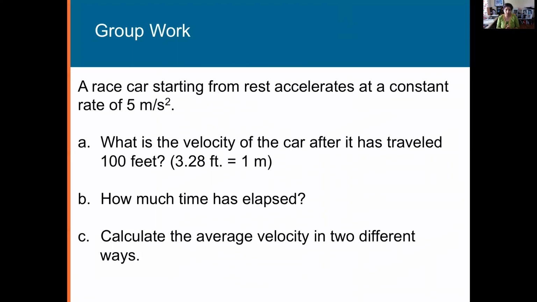Next we come to group work, and I want you to look at the next video where I show you how to solve this first part, and I go through this group work. And we'll come back after that.